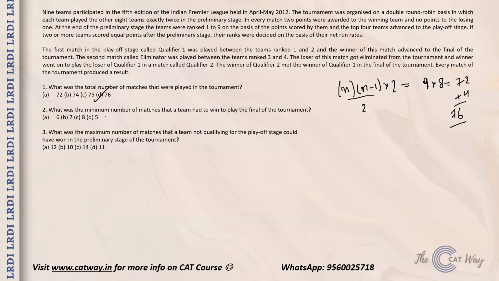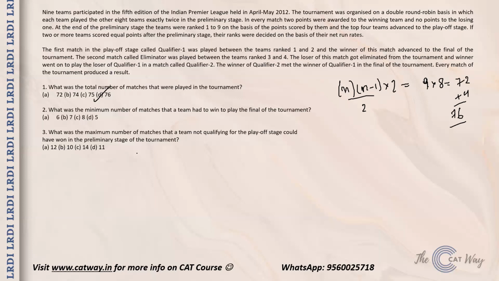Now moving on to the second one. What is the minimum number of matches that a team had to win to play the final of the tournament? Now we have to calculate the minimum number of matches. Among the 4 teams that qualified, if a team is ranked first or second, they have to definitely win a good number of matches, and from there they have 1 match, the qualifier, and then the final. Whereas if you take teams 3 and 4, they will have to play 2 matches, that is 1 Eliminator and 1 Qualifier.